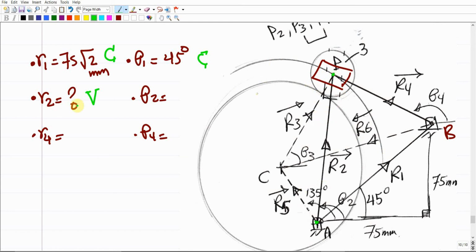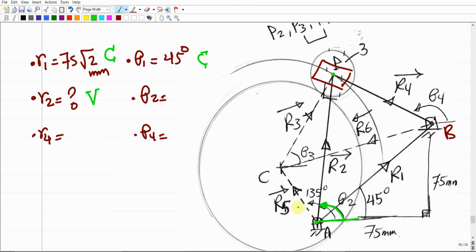It means that this R2 is going to be variable. Theta 2, it should be this angle. This angle theta 2 should be the angle between, if you draw a line from the right and rotate counterclockwise, this should give us theta 2, which is this angle.